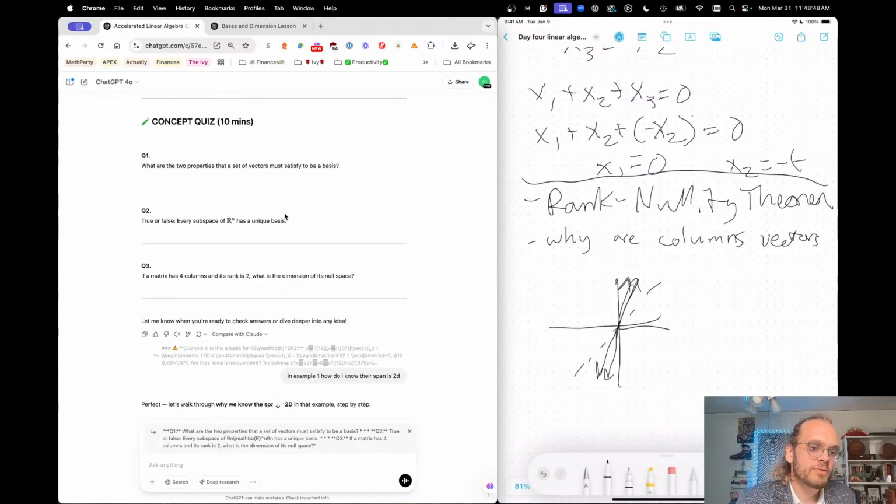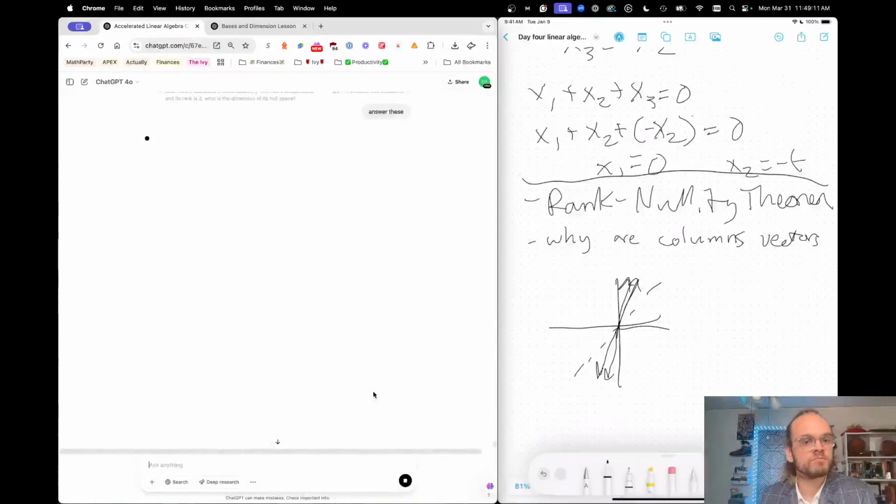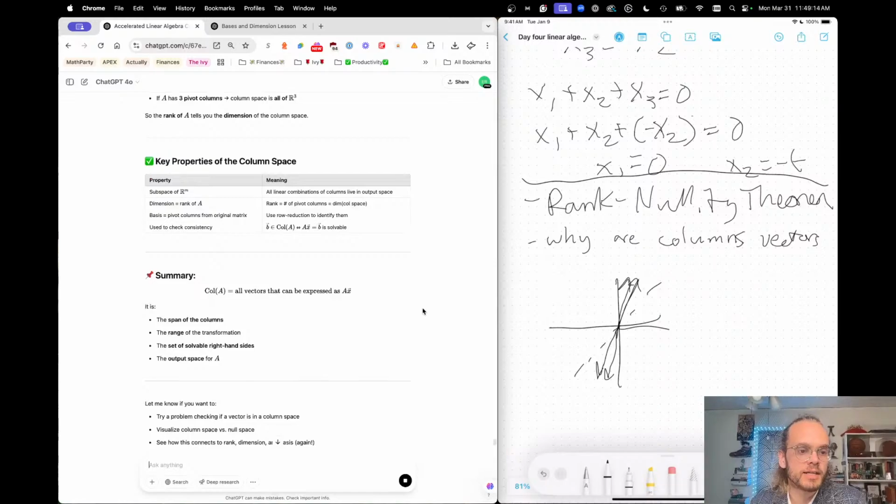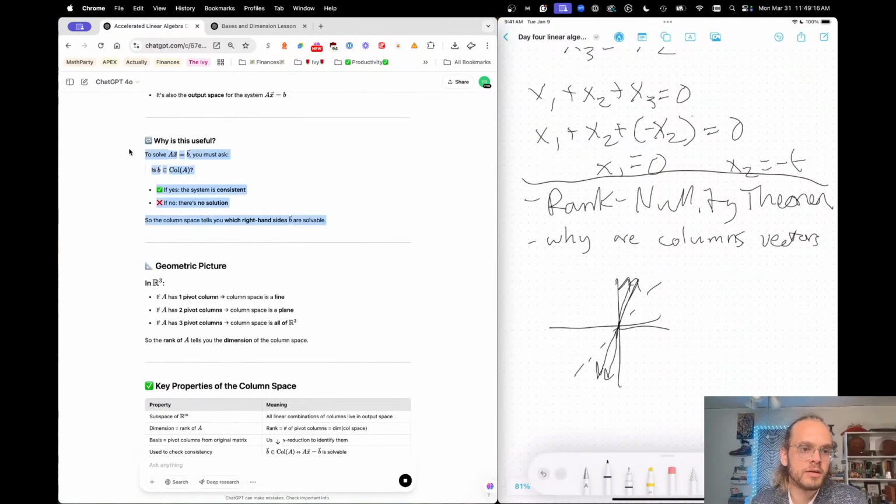If a matrix has 4 columns and its rank is 2, what is the dimension of its null space? So if a matrix has 4 columns and rank 2, oh, that means its nullity is 2. I think. Does that just mean it's 2? Let's see. Answer these. I'm going to highlight that thing that was confusing above again. Yeah, that.